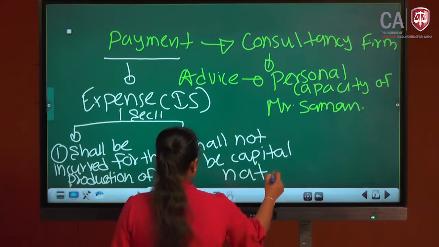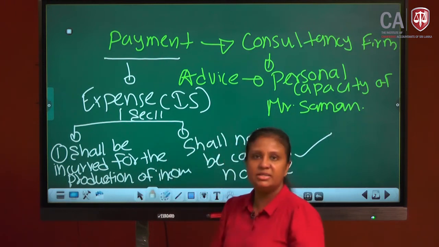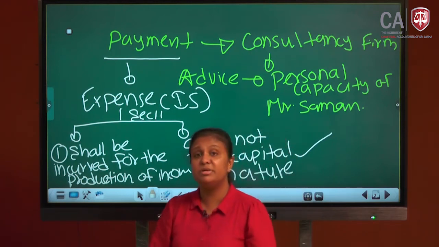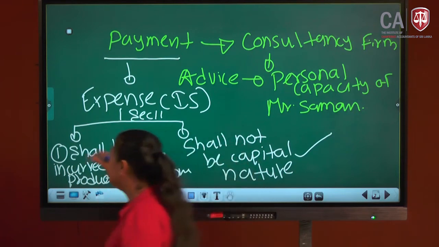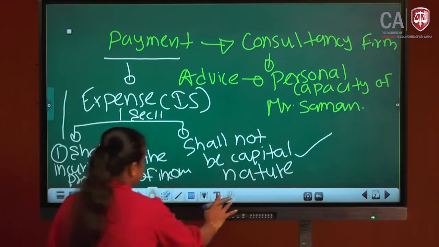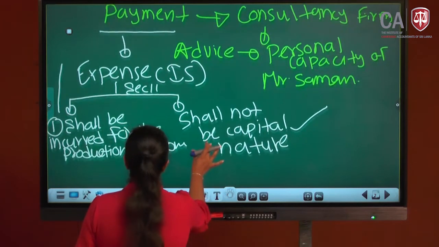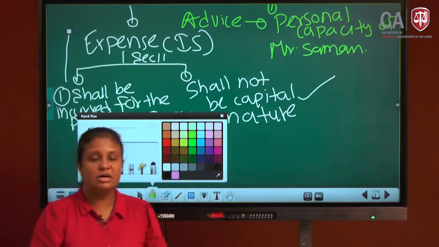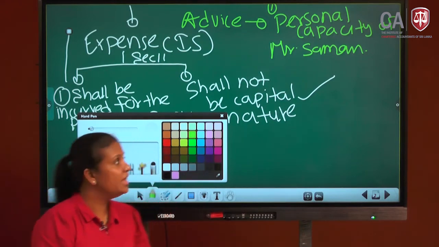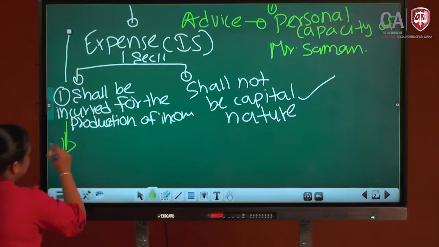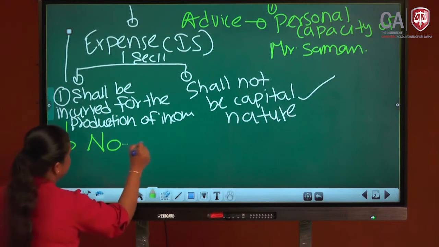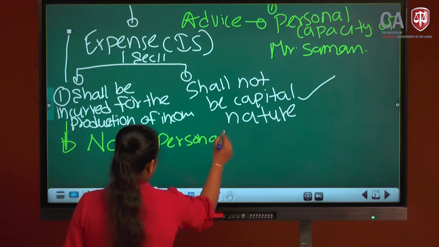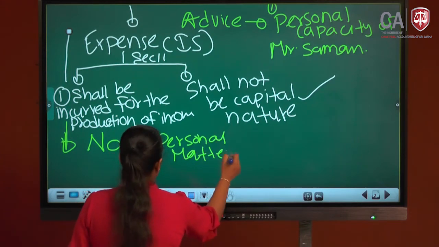In this scenario, this is clear: this is not of a capital nature. But it shall be incurred for the production of income of the company. Now you can see our organization is in the business of manufacturing and selling herbs to the local and export market. Then is this incurred for the production of income of the business? No. Why? This is incurred for a personal matter of the director.